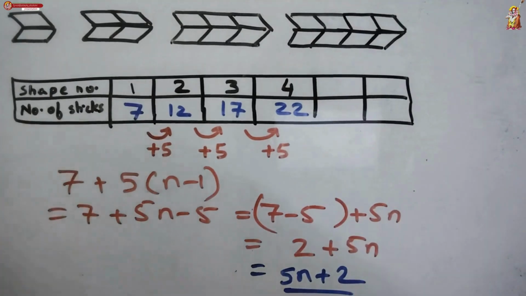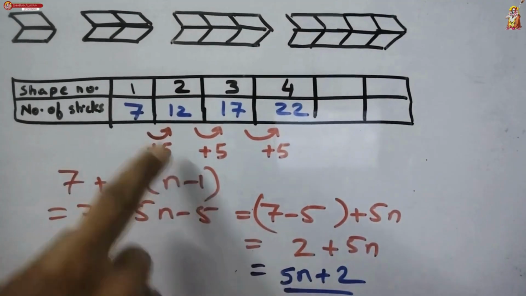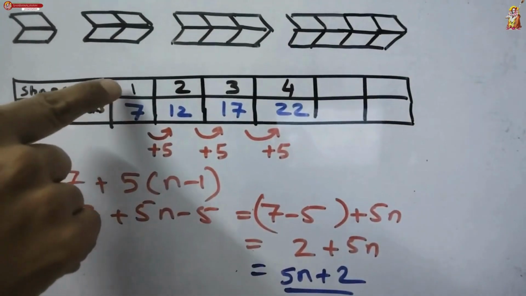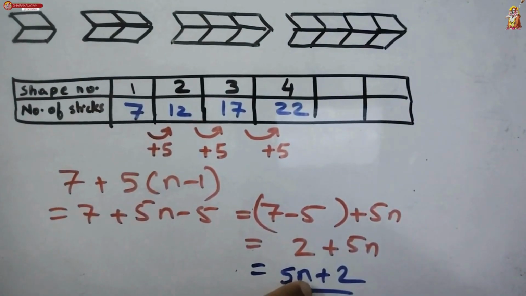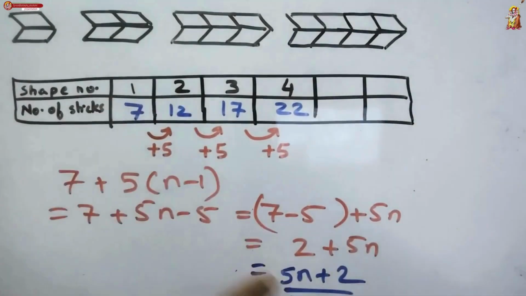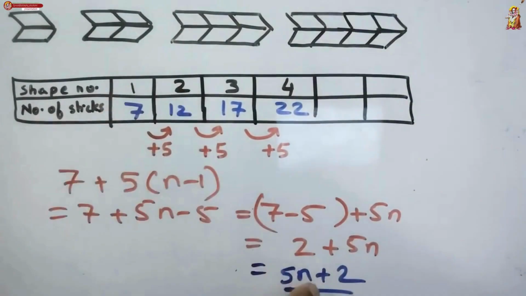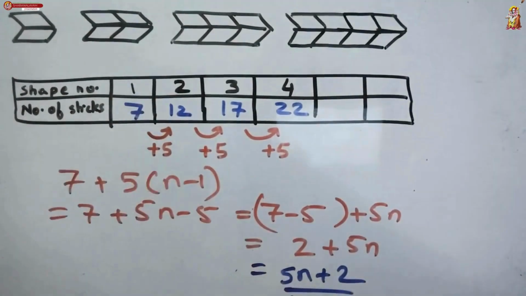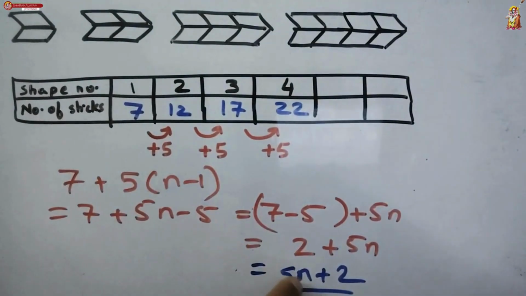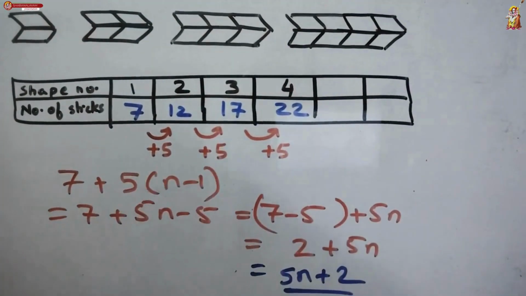Okay? So அதை verify பண்ணலாம். ஃபஸ்ட்டுக்கு 5 இந்த shape number 1. So n வந்து 1 இருக்கச்சு 5 into 1 5 plus 2 7 வருது. Similarly 5 into 2 n 2 இருக்கச்சு 5 into 2 10 plus 2 12 வருது. n 3 இருக்கச்சு 5 into 3 15 plus 2 17 வருது. அப்படி ஆக்கும்.